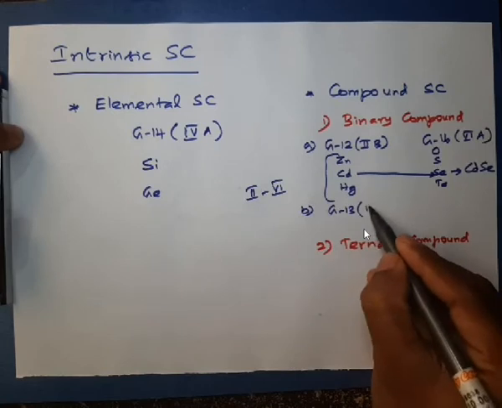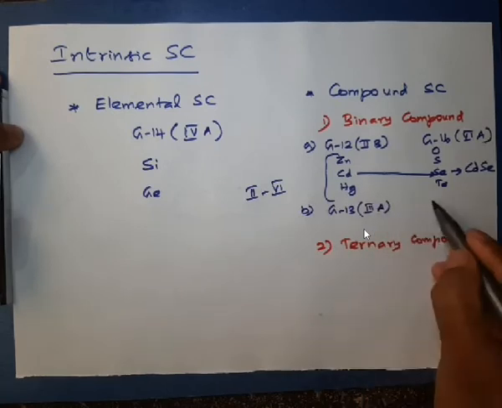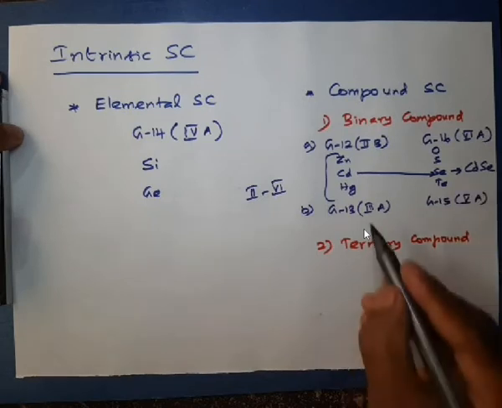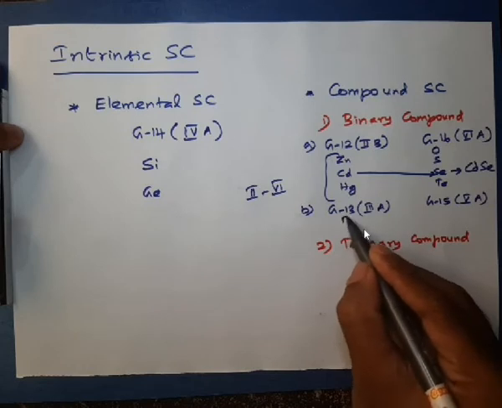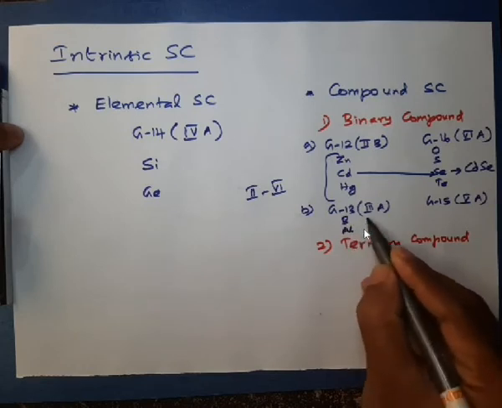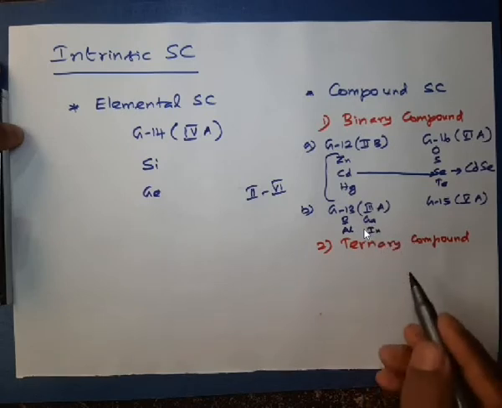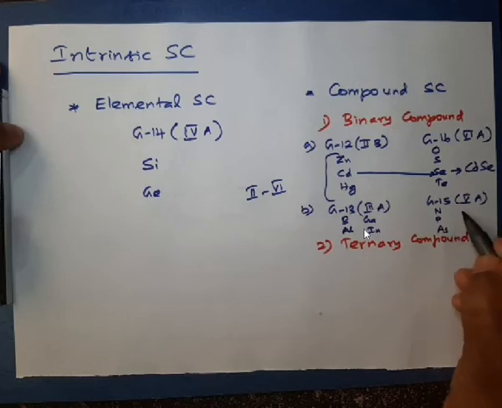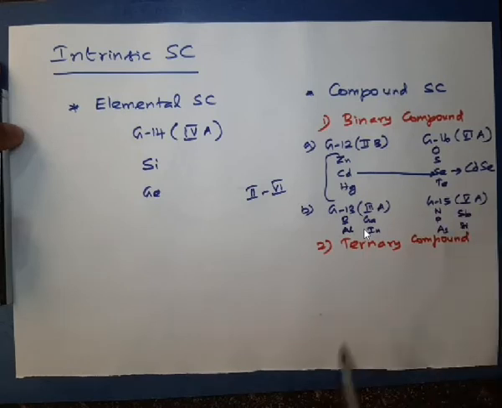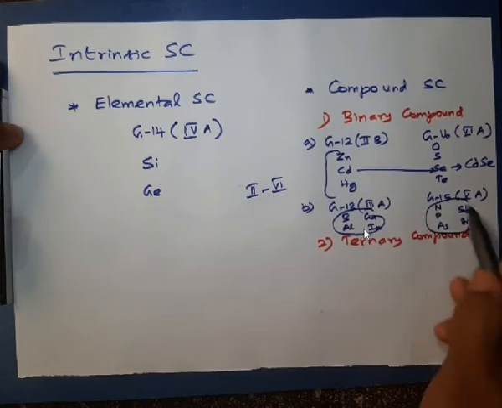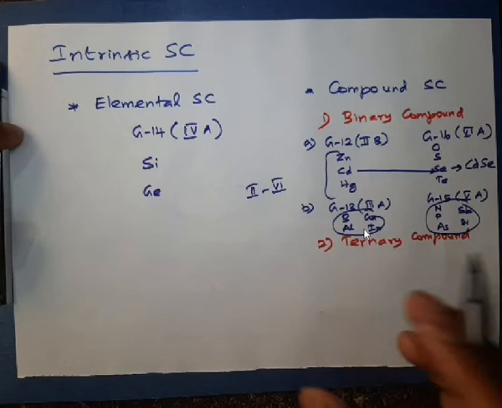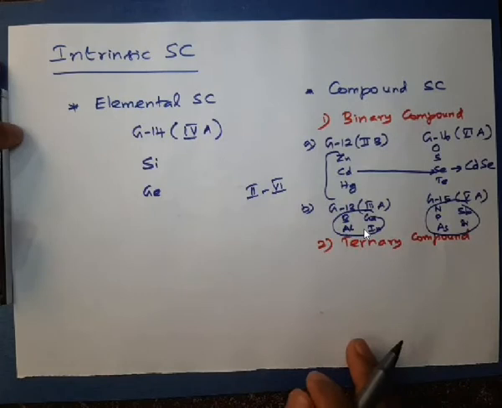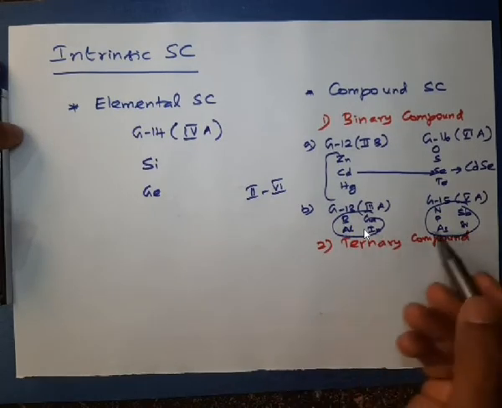The old name is group 3A. Similarly, an element from group 15, also called 5A. In group 13 we have elements like boron, aluminium, gallium, indium, thallium, and in group 15 we have nitrogen, phosphorus, arsenic, antimony, bismuth, etc. You take any one element from this and any one element from this and form a compound. If that compound has a band gap less than 3 electron volt, then we can call it an intrinsic semiconductor. Here we have plenty of examples.